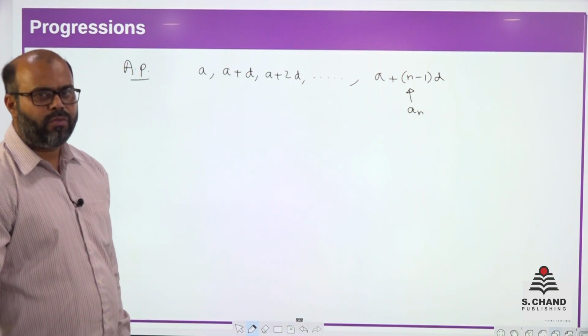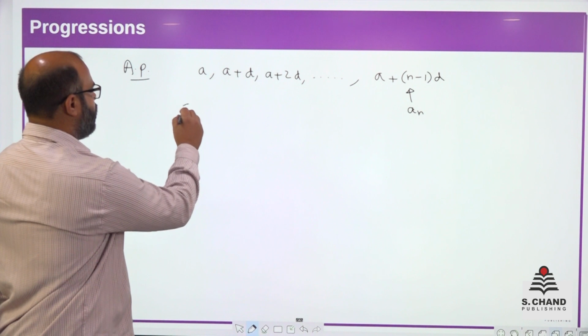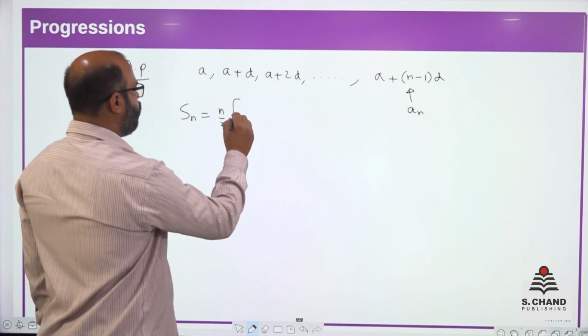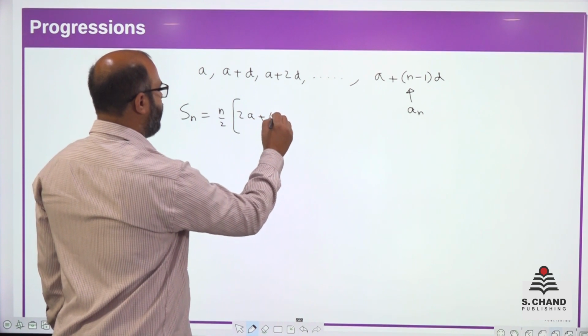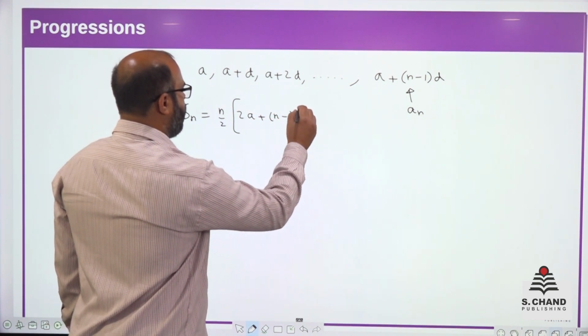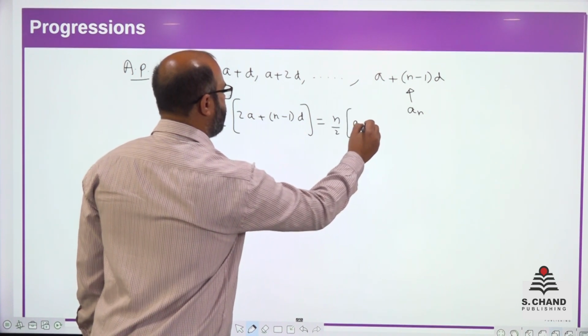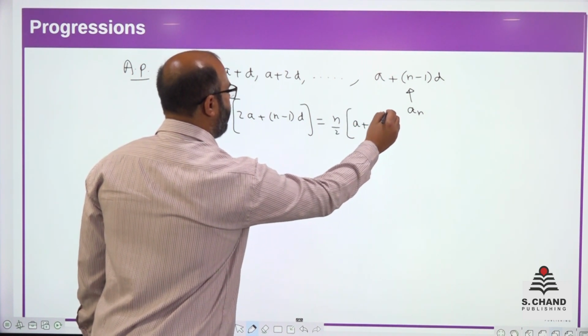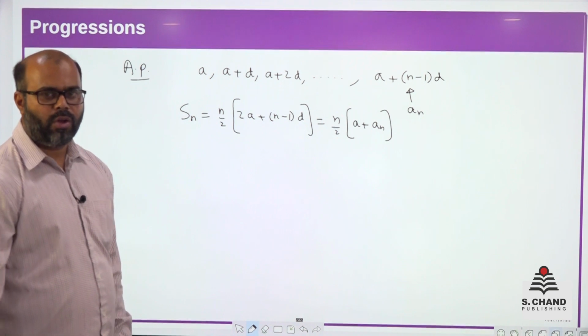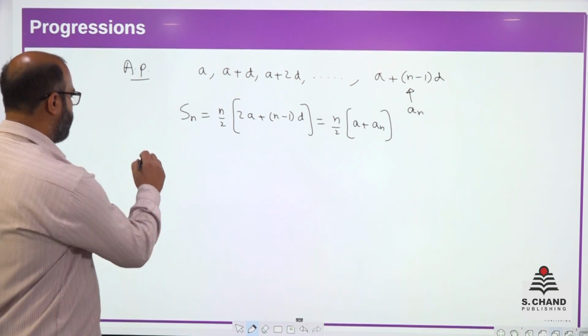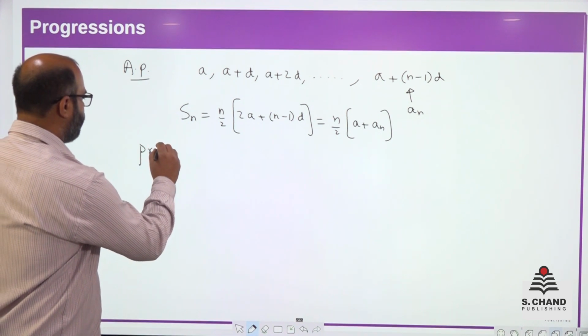Now if you want to find the sum of these n terms, there is a formula which says n by 2 into (2a plus (n minus 1)d). Also you can say n by 2 into (a plus last term), where the last term, the nth term, can also be called L. Next we have properties of AP.